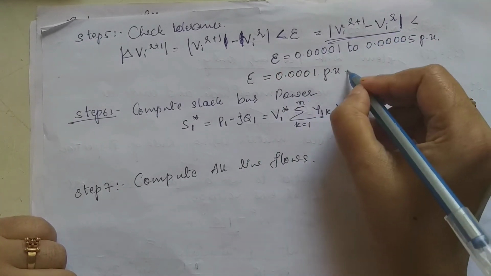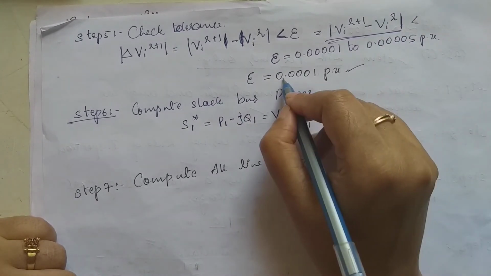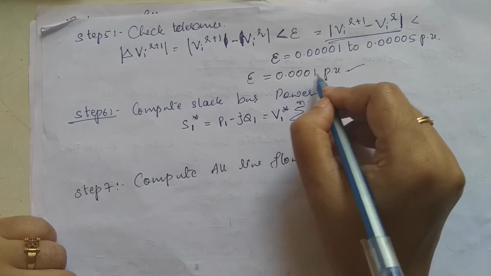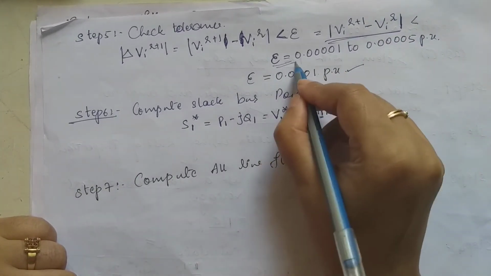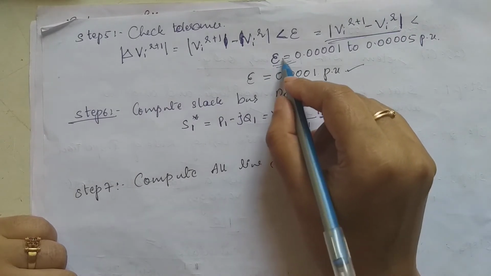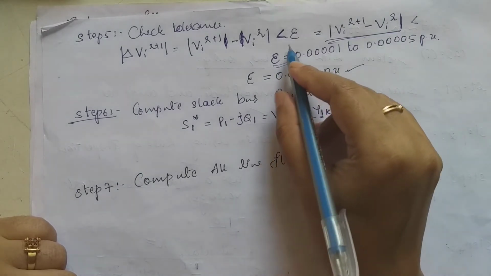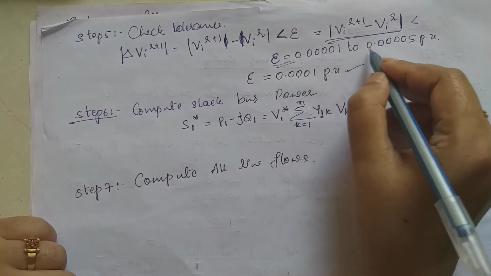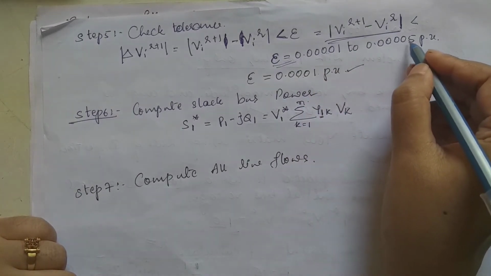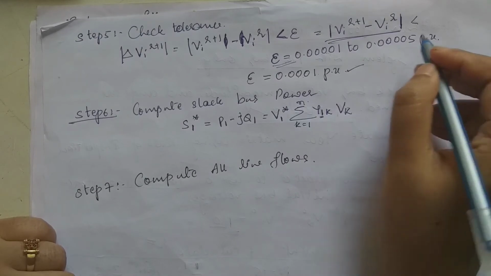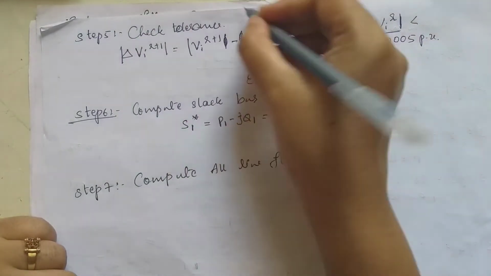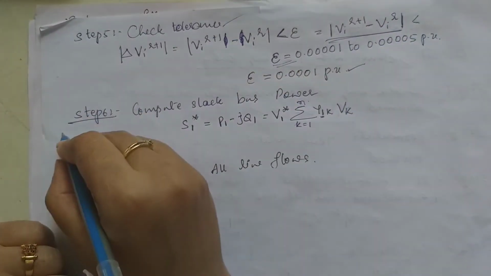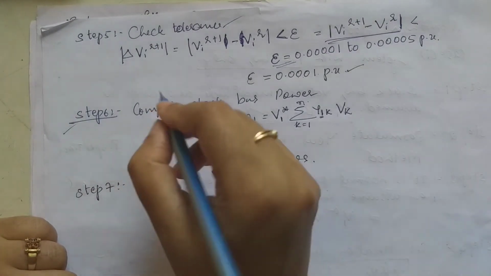In some of the textbooks it is mentioned that the tolerance value is 0.0001 per unit. In some of the textbooks the epsilon value, the tolerance value, is mentioned as 0.00001 to 0.0005 per unit. Next, after checking the tolerance, we have to calculate the slack bus power.